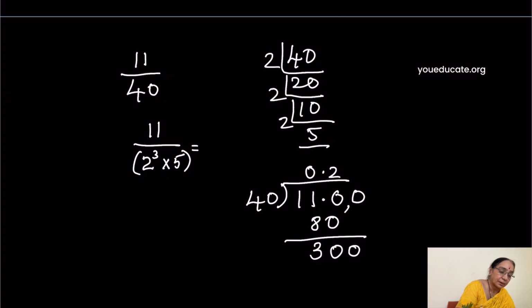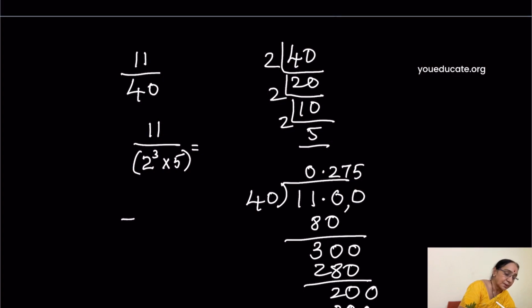300, and 7 times, 280. 20. Again, I add one more 0. 5 times, 200. So you can see that this is 0.275. It stops. We get a remainder 0. It's a terminating decimal. And the prime factors of 40 were 2 cubed and 5, that is nothing other than 2 or 5.